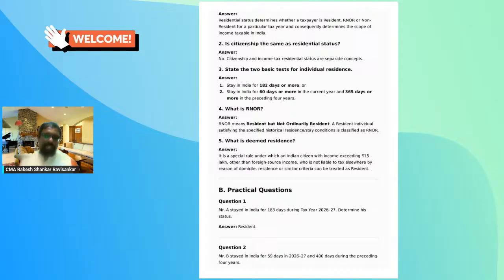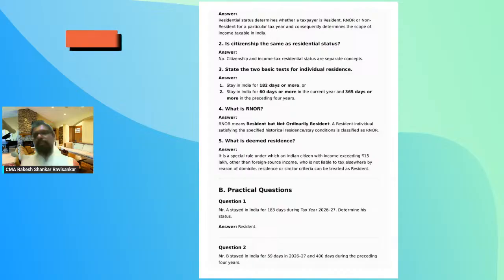Now, what do you mean by residential status? Just to have a recap, residential status determines whether a taxpayer is a resident, a resident and not ordinarily resident, or a non-resident for a particular tax year. After determining the residential status, we can determine the scope of the income which is taxable in India.